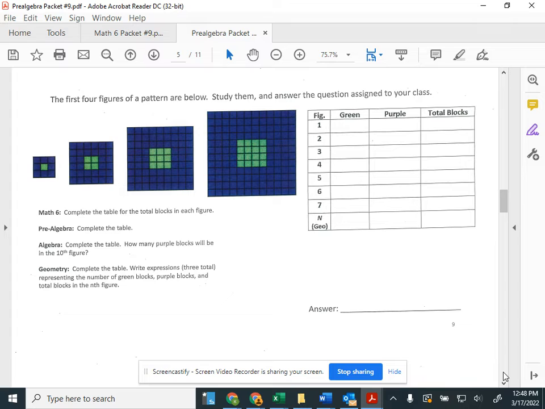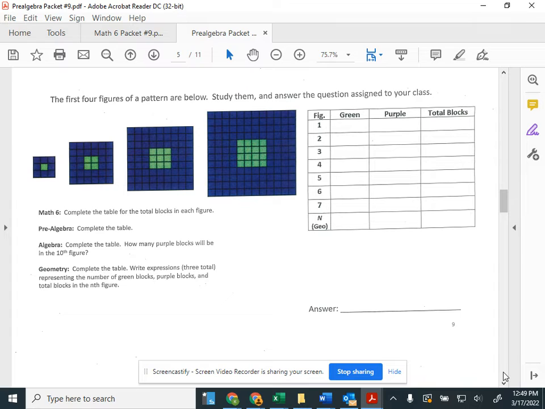All right, so our figure page. Now yours is in black and white. You can still see the squares on it. Green is the light, purple is the dark. Okay. For pre-algebra, we need to complete the table.